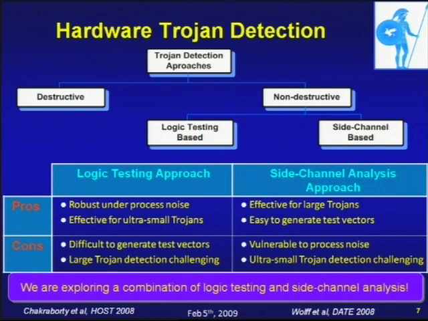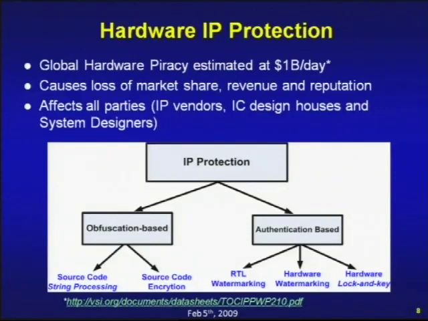So these are the papers we have published. And again, as I mentioned, this is a new topic, so there are a lot of active researchers looking into these topics. And again, nobody has come out with a conclusive solution yet. But our vision is that we really need to have a combination of two types of Trojan detection approaches in order to make sure that we can detect all Trojans. So that's about hardware Trojan.